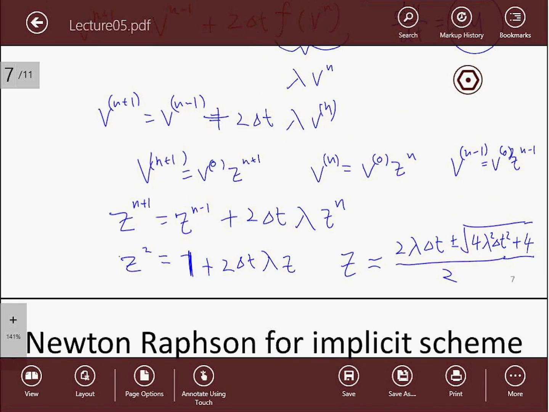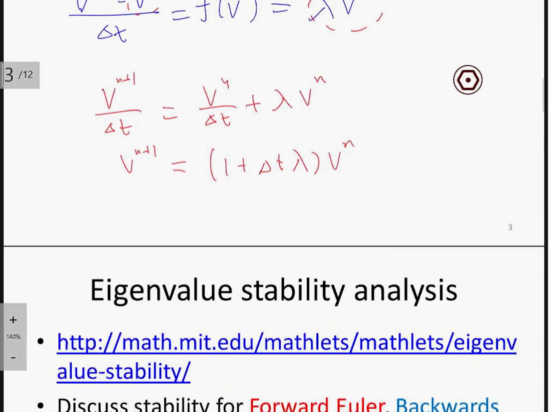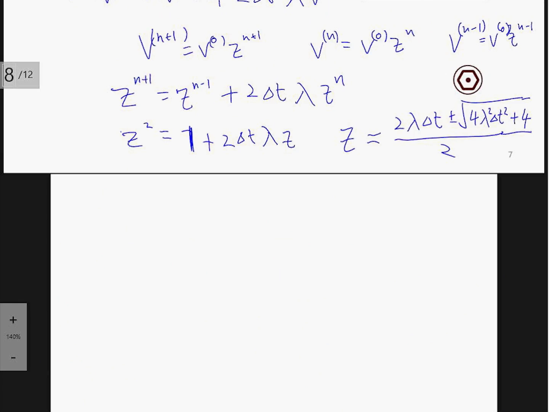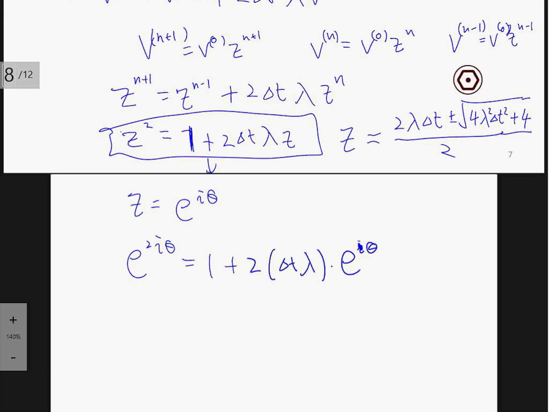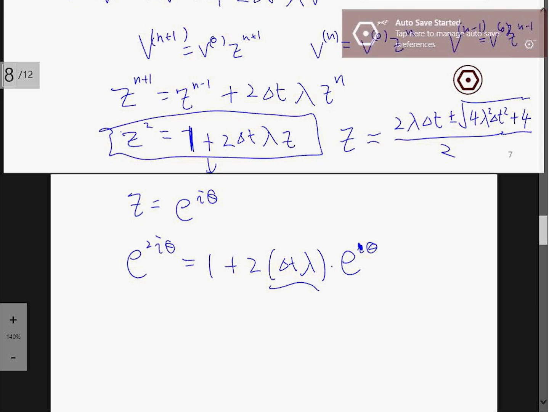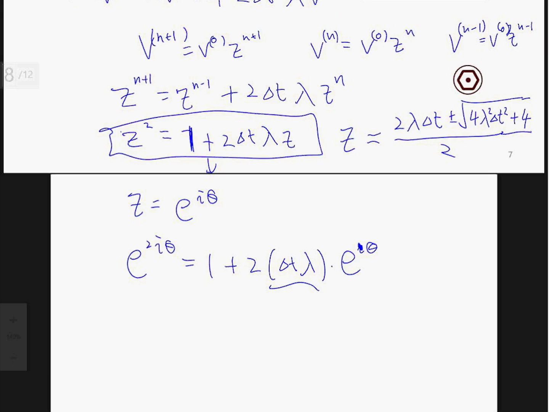That's a trick that works for a lot of these things. Just write z equals e to the i theta, substitute it in, and now you have theta going from 0 to 2 pi. Professor Willcox is saying that when you look at this equation and plug in z equal to e to the i theta, you're going to get z squared, which is e to the 2 i theta, equal to 1 plus 2 times delta t lambda times z, which is e to the i theta. And you can figure out the stability boundary for delta t lambda by taking this to the left hand side and this to the right hand side.